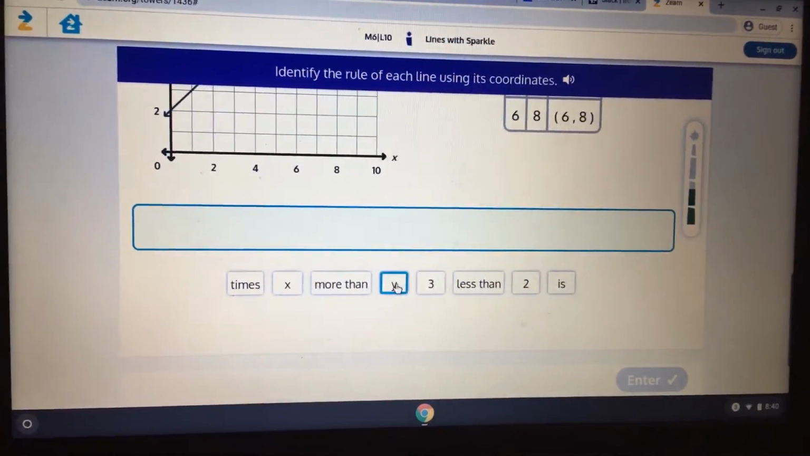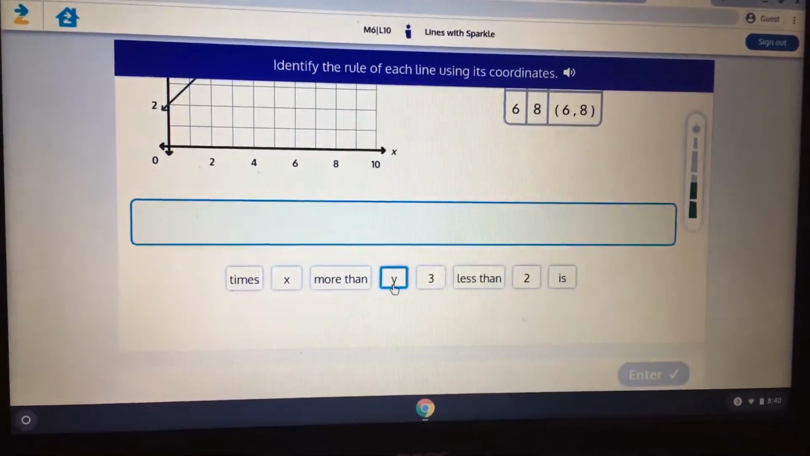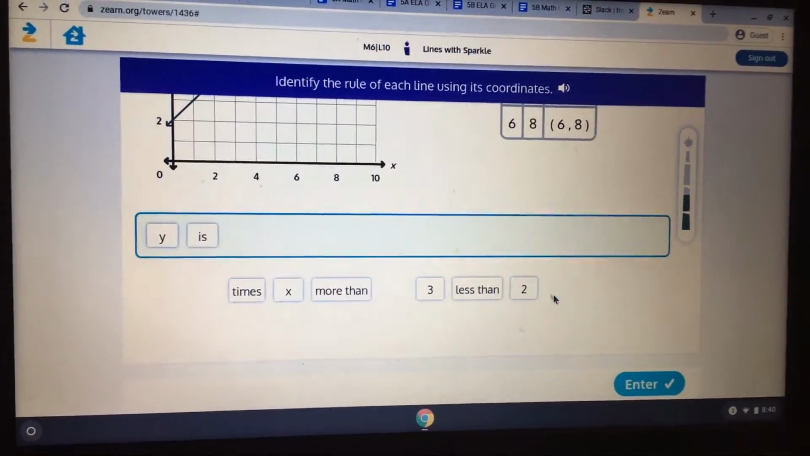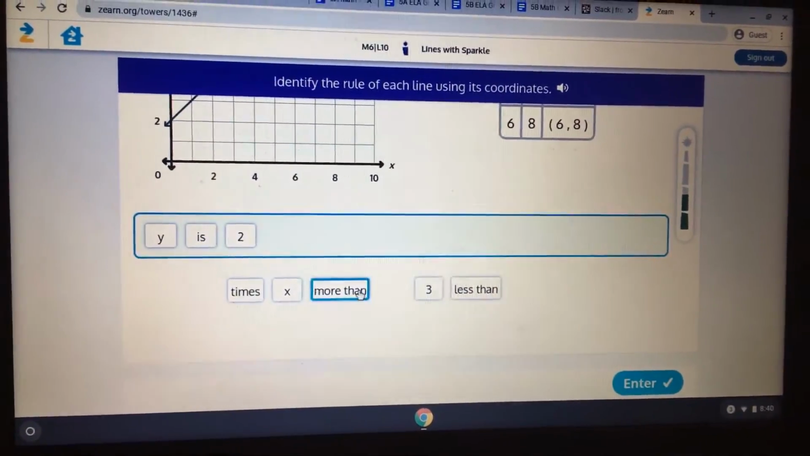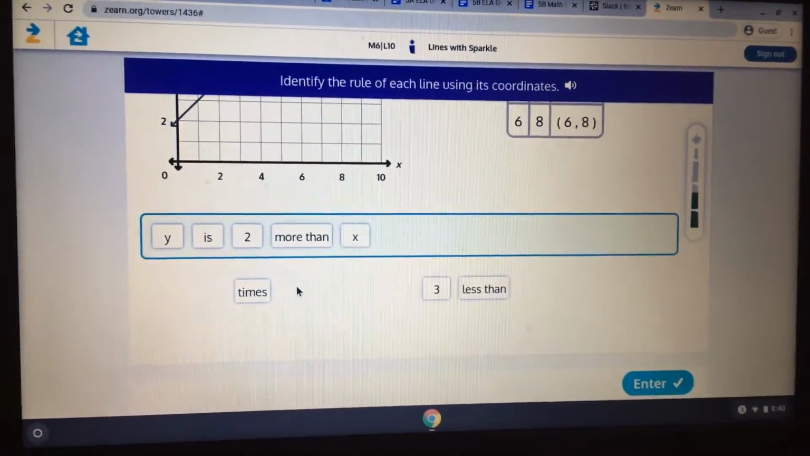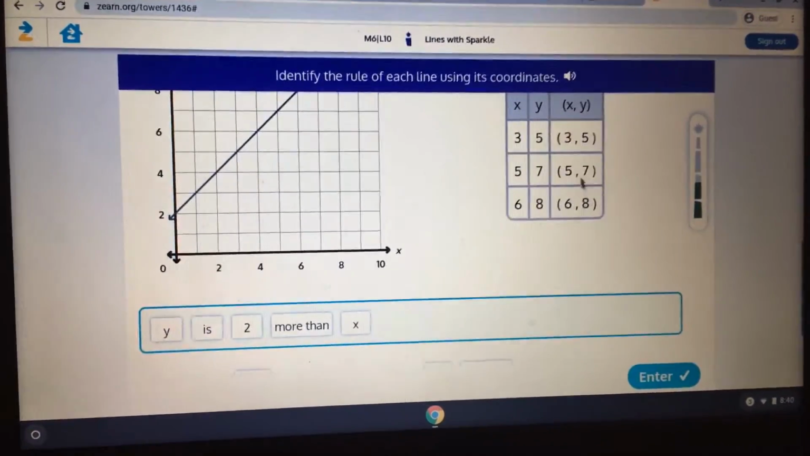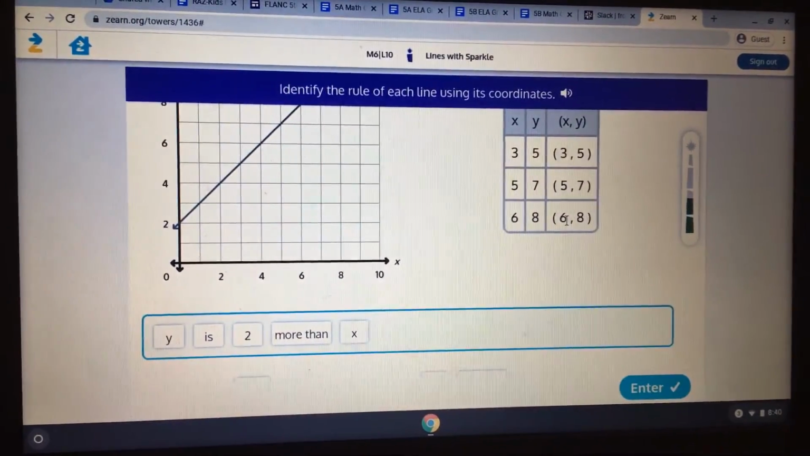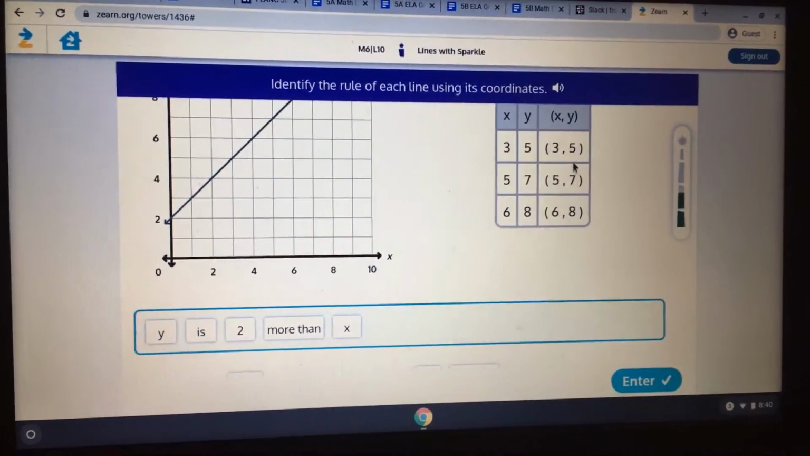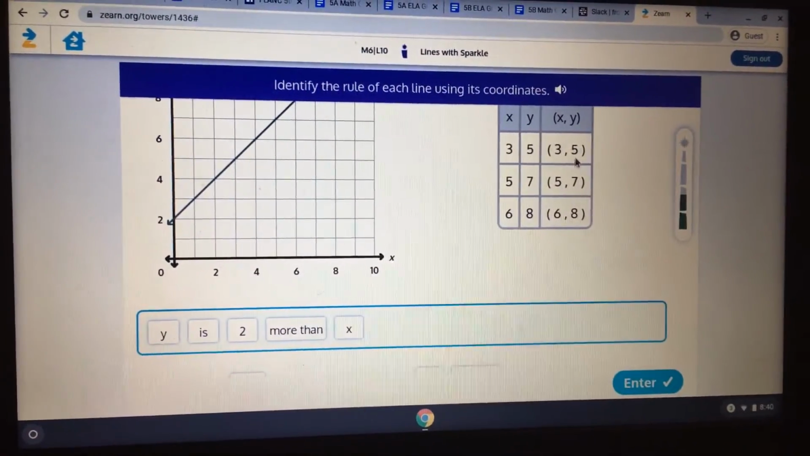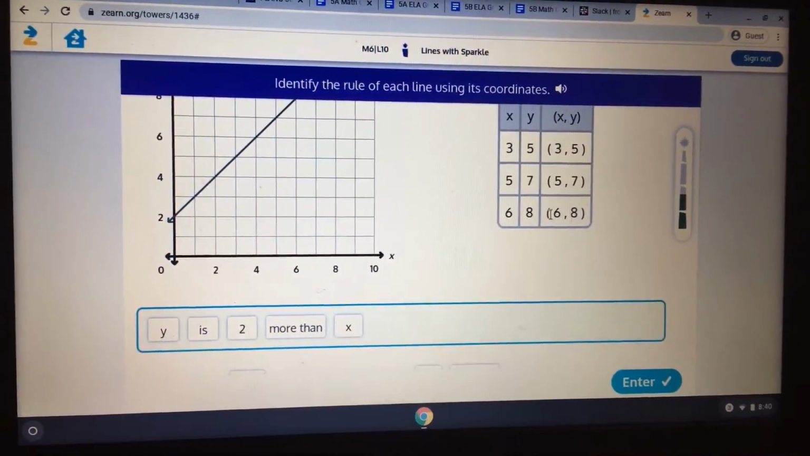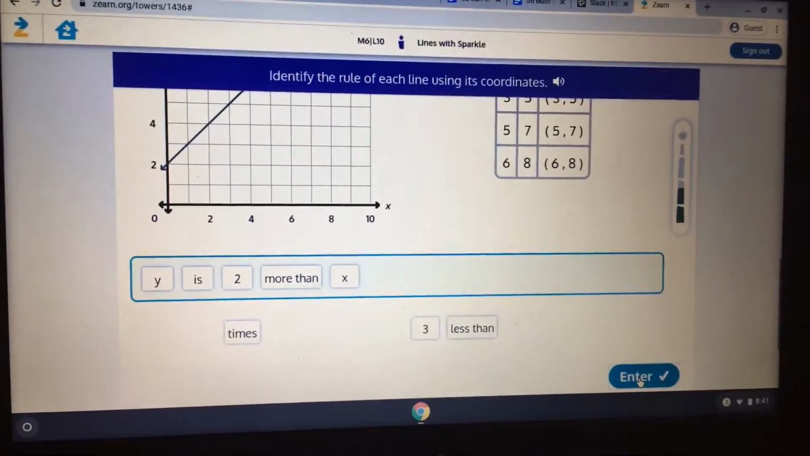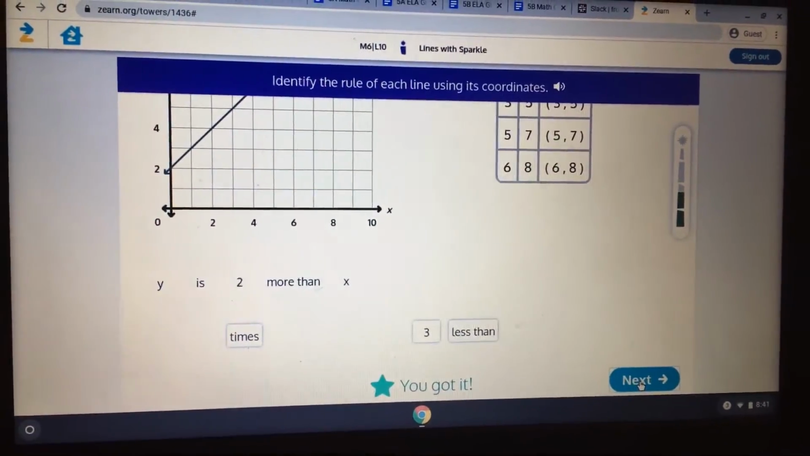So therefore, y is 2 more than x. And again, it has to be true for all of our coordinates that fall on this line. And we can check that. 3 plus 2 is 5. 5 plus 2 is 7. 6 plus 2 is 8. So again, it works for all three. Therefore, that is my rule.